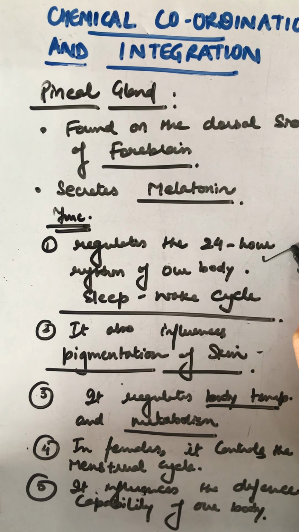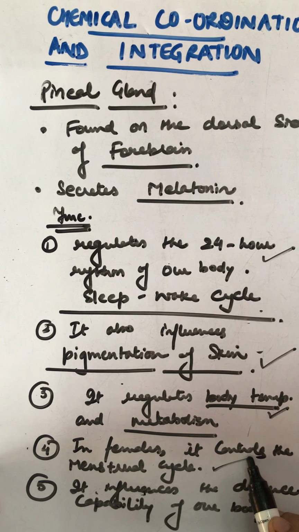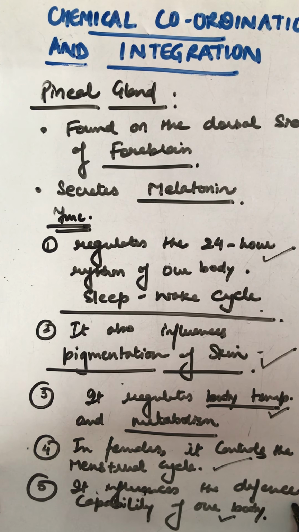24-hour rhythm of our body. So we call it sleep-wake cycle. Influences pigmentation of skin. Regulates body temperature and metabolism. Then controls the menstrual cycle. Then number 5, defense capability of our body, which is influenced by this particular hormone. Clear? This is about pineal gland.